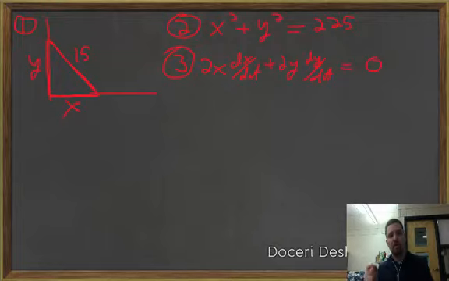So we got the picture, we built a model, we've got the derivative now. We can simplify the derivative real quick. These 2's are going to cancel out. If I divide everything by 2, then I'll end up with just x dx/dt plus y dy/dt equals 0. So now step 4 is write down everything that we know.